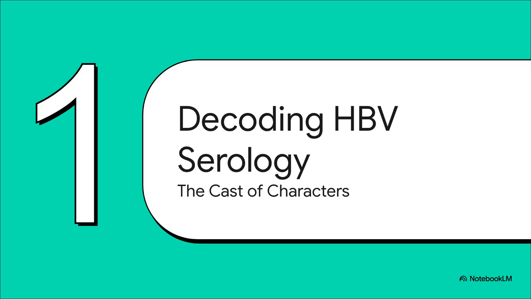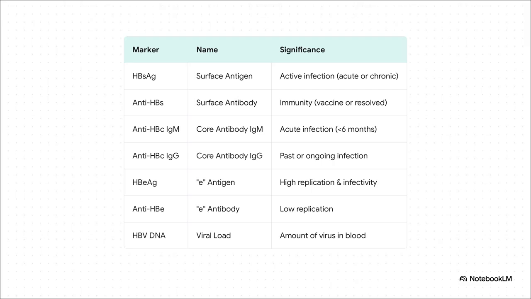All right, first things first, before we can understand the story, we have to meet the cast of characters. Getting a handle on these 5 core markers is the foundation for, well, everything else. Think of this table as your official decoder ring. It all starts with 2 main players.